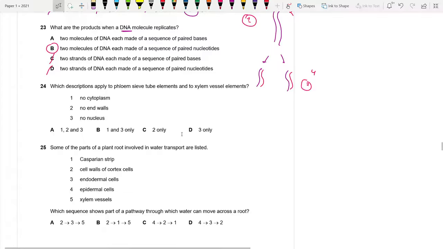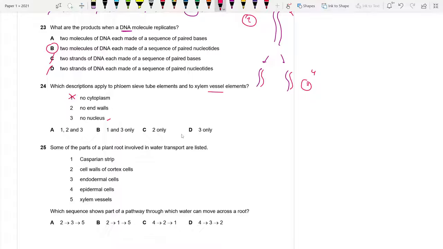23B. 24. Which descriptions apply to phloem sieve tube elements and to xylem vessel elements? No cytoplasm. There's no cytoplasm in xylem, but there is cytoplasm in sieve tube. So 1 is not correct. No end walls. No nucleus. Both of them, like this one is dead, it doesn't have a nucleus. The sieve tube element does not have a nucleus either. So this is true for both of them.